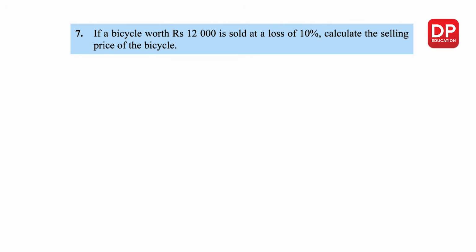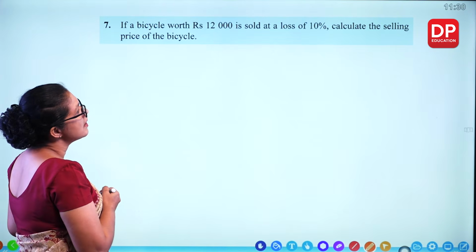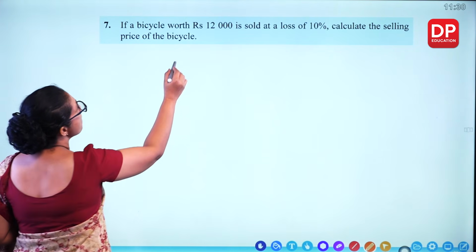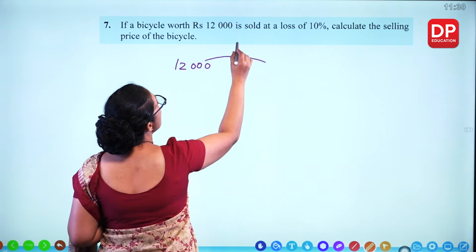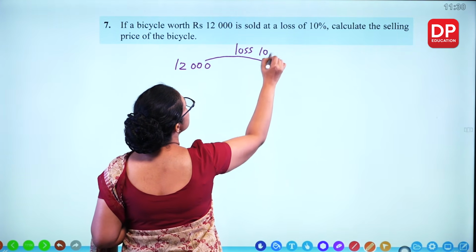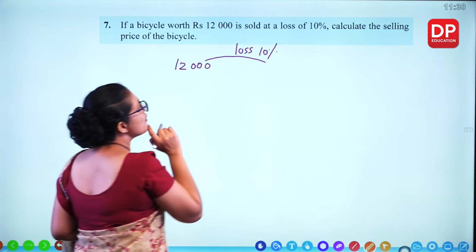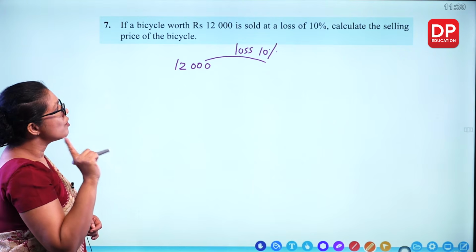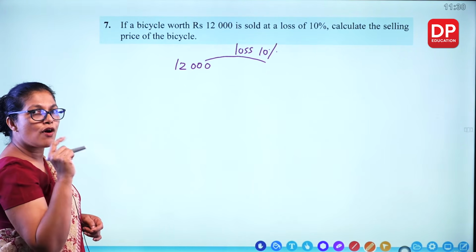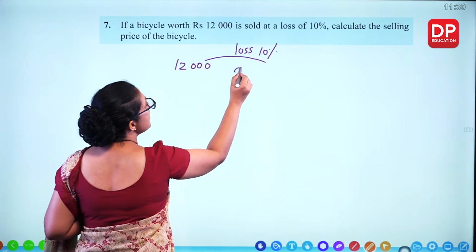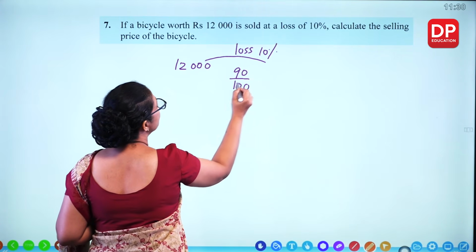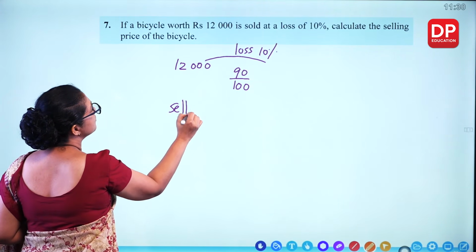Question number 7. If a bicycle worth 12,000 is sold at a loss of 10%, calculate the selling price. So what's the price? 12,000 rupees. Loss of 10%. And you're asked to find out the selling price. So loss 10% means if you buy for 100, you have to sell it for 90 rupees. So 90 over 100.